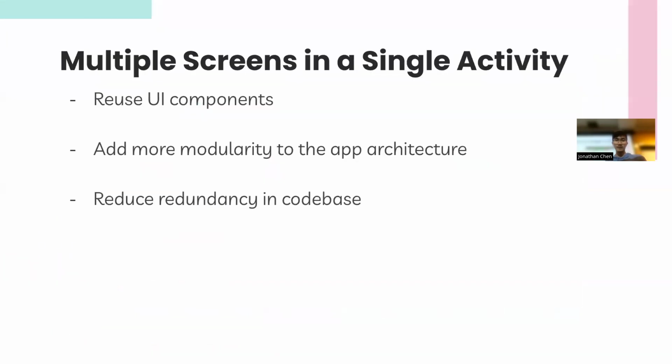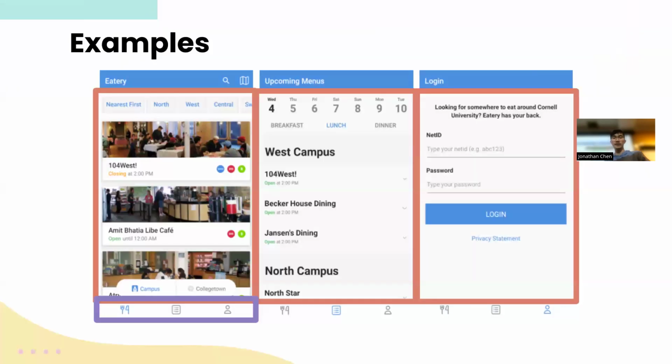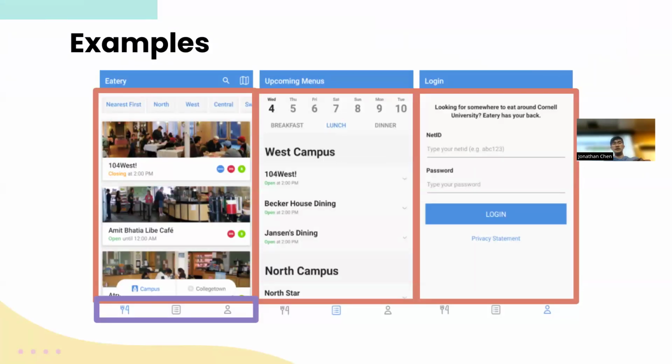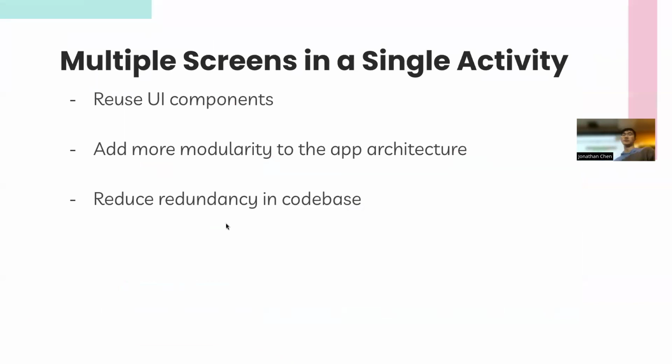The reason why we do it is to reuse UI components. We don't want to copy the bottom navigation bar into every activity that we want to use. We just want to keep it in one spot and then swap out the middle stuff. We also want to add more modularity to the app architecture. The middle part is one concern, and the actual navigation at the bottom is another concern. We don't want to mix and match those two. And finally, reduce redundancy in the code base. You don't want to repeat yourself over and over again.